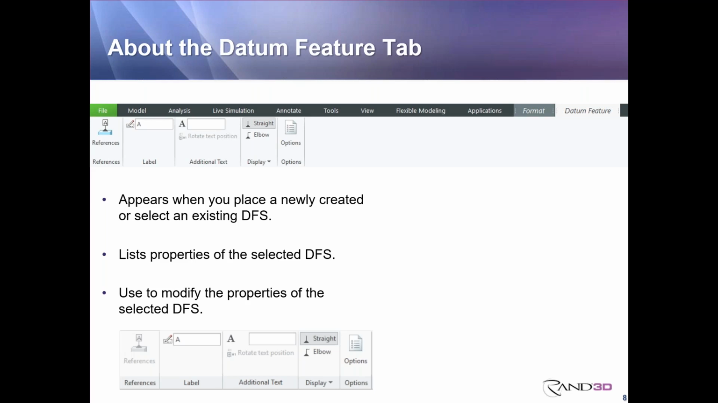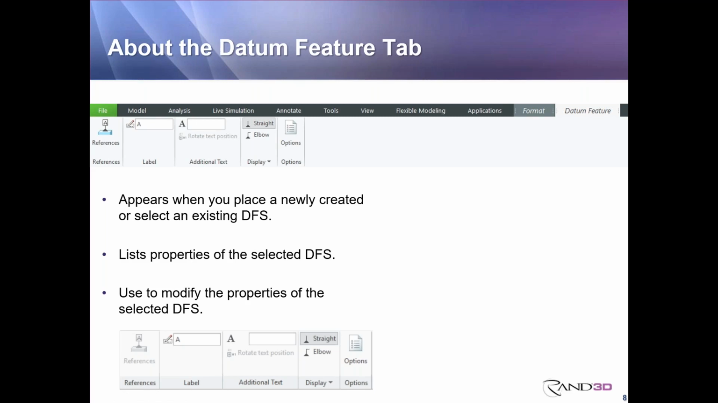You can click on reference and the references dialog box will pop up, and it lists the details of the references that were used to create the selected datum feature symbol. You'll be able to modify the references of the selected datum feature symbol as well. Now, the label area that you see in both images there allows you to specify a string indicator as a label that will appear within the datum feature symbol frame.